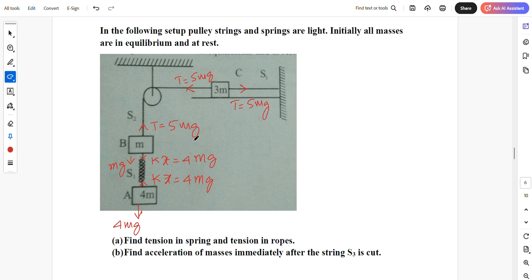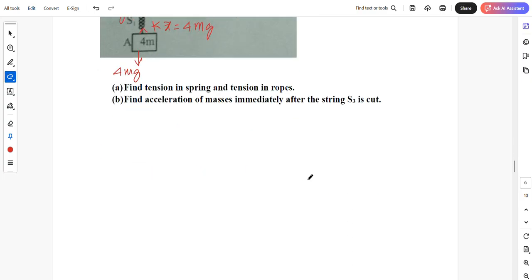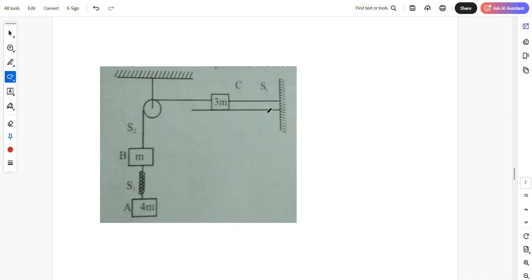Now find tension in spring and tension in ropes that we have calculated. That spring force is 4 mg and tension is 5 mg. Now, find acceleration of masses immediately after the string S3 is cut. Okay, now S3 is cut. What happens?